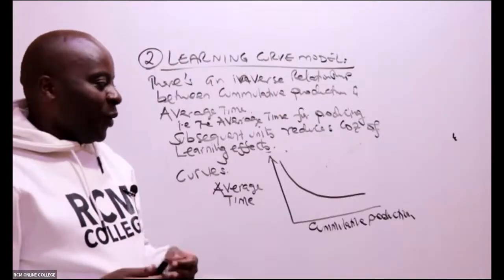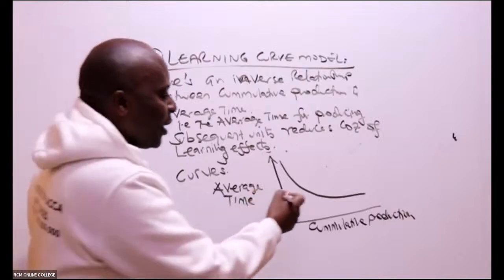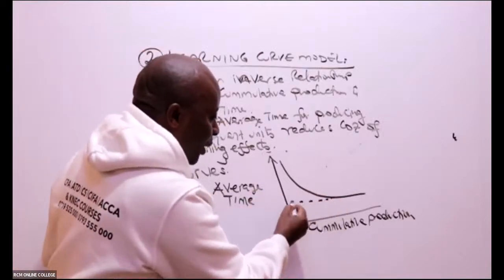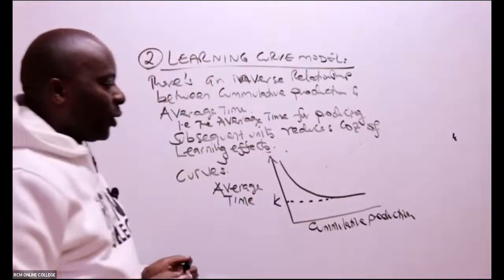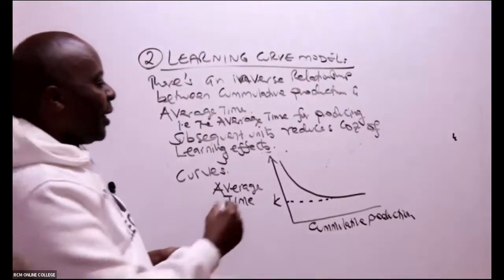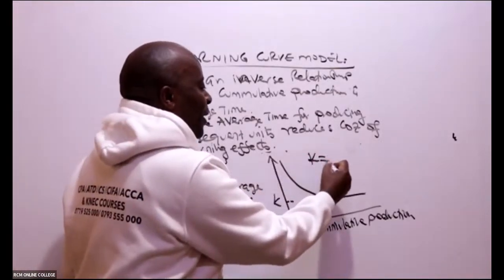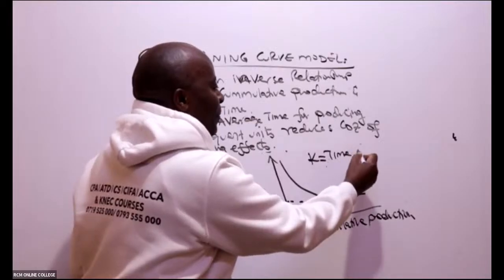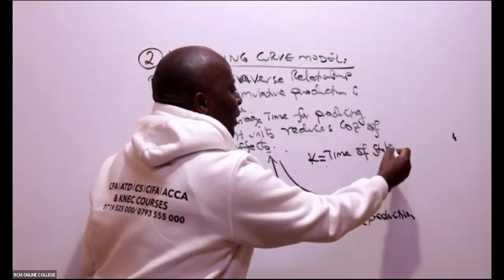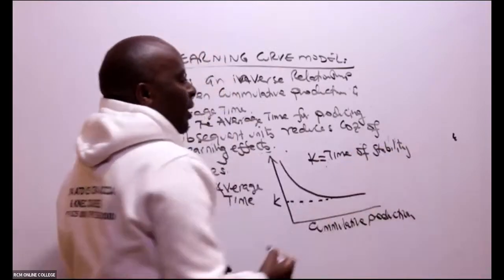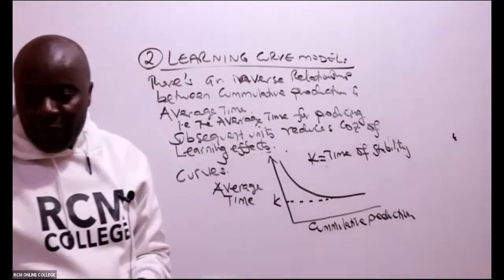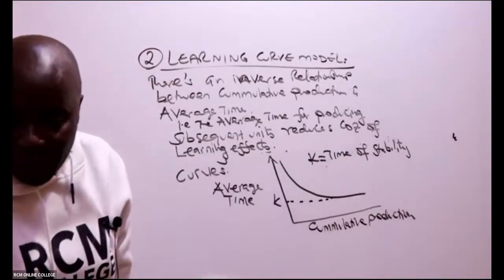But now let me ask you a question. Look at this, and I would want you to show it on the graph. K. Show K on the graph. K is the time of stability. K is the time of stability.